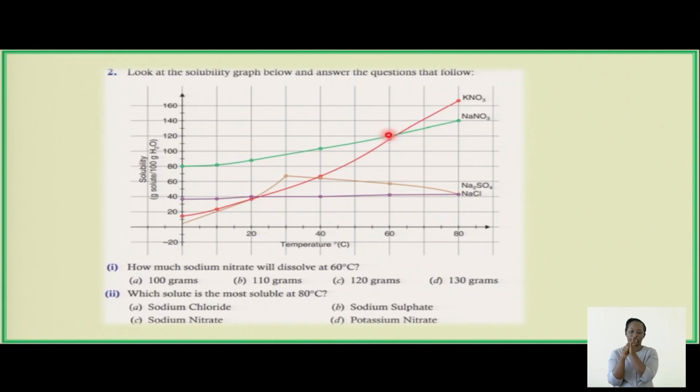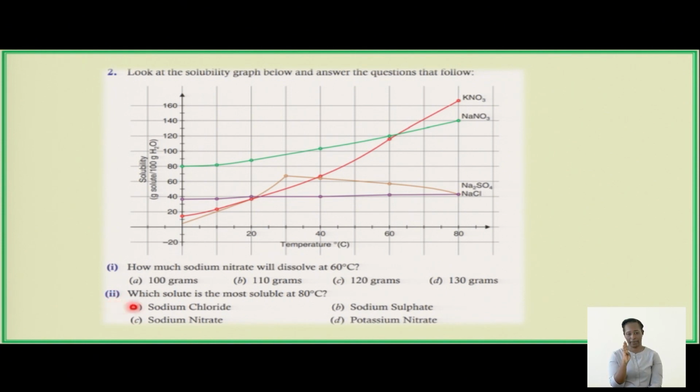And the point there, if we draw another straight line, which goes to the axis of solubility, we can find that we have the solubility at 120. So the solubility of sodium nitrate at 60 degrees is 120. And where is the answer? Oh la la. It's this one, C. The right answer is C. Good. The right answer is C.